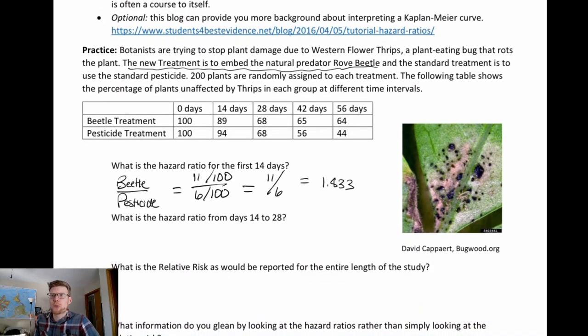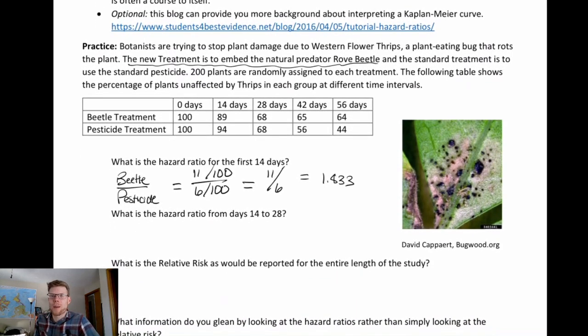But what about a hazard ratio for a different period of time? So maybe not starting from the beginning, but starting somewhere in the middle to another time point. So we can do the hazard ratio from days 14 to 28 to see if there's a difference in hazard and the infection rate between these two groups. So here we're going to look at the number of new cases within that 14-day period divided by where we started.